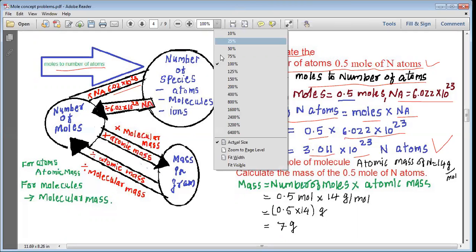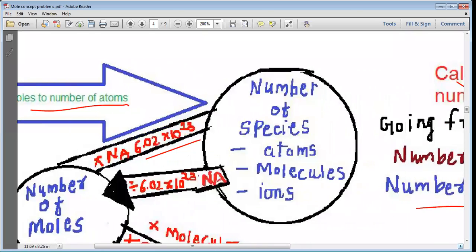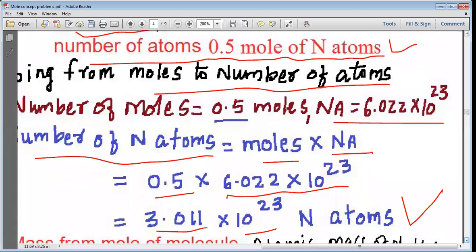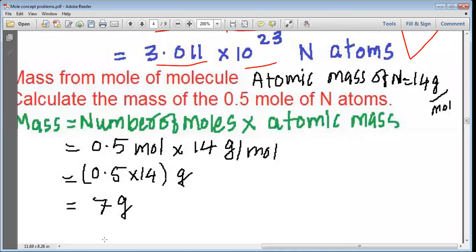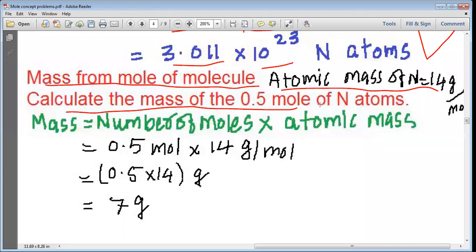Now, my dear students, we have the next question. Let us read what the question is. Here we can see easily that we want to calculate the mass from the mole of the atoms. Atomic mass for nitrogen is given as 14 gram per mole. Now we need to calculate the mass of 0.5 mole of nitrogen atoms.